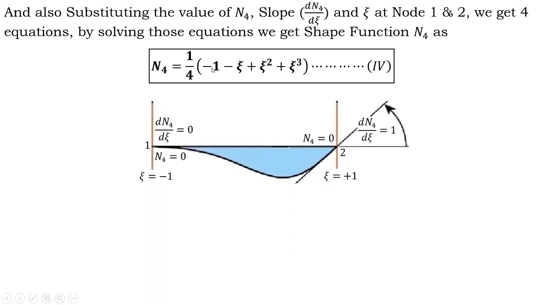Now to know the variation of this shape function in graphical form, n4 is nothing but the shape function for the slope. Therefore at node number 2, I have dn4 divided by d zeta with value 1, whereas n4 is 0. When I come to the other node, the value of n4, that is the slope at the other node, becomes 0, that is dn4 divided by d zeta is equal to 0, and n4 is also equal to 0. Therefore my curve is varying and approaching the baseline. So this is the variation of shape function n4.